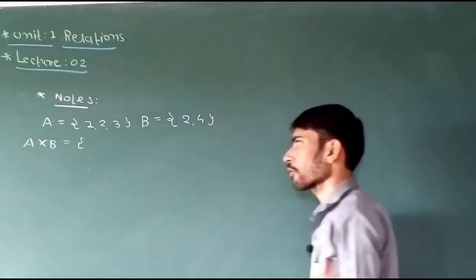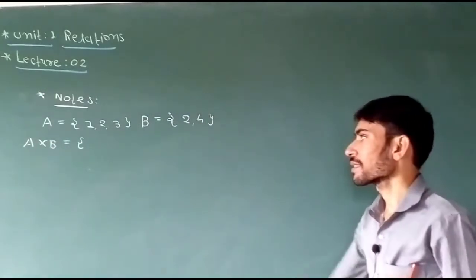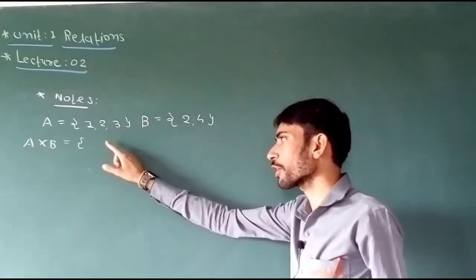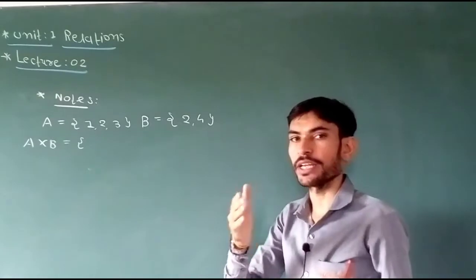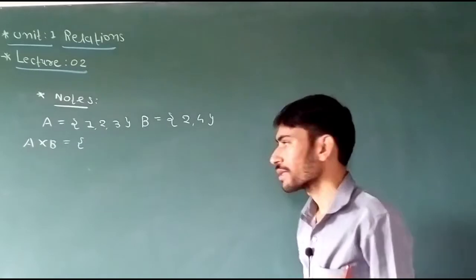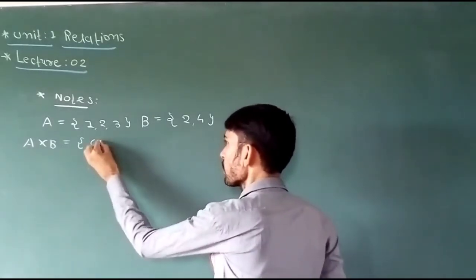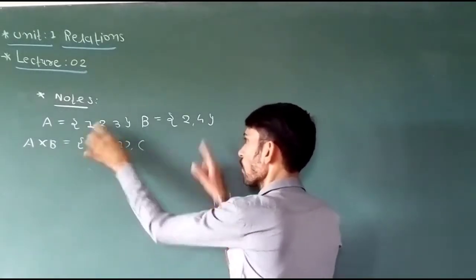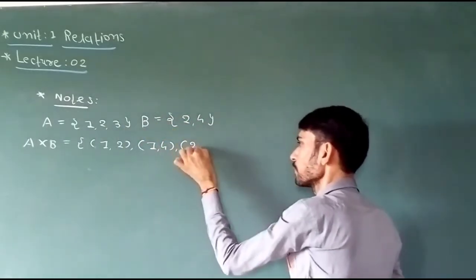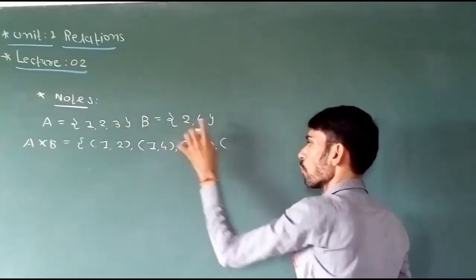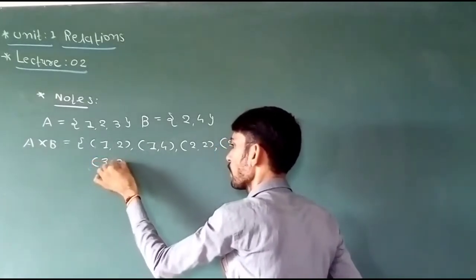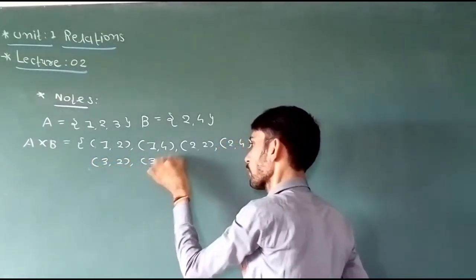The Cartesian product A cross B has a total of how many pairs? Set A has 3 elements and set B has 2 elements. So A cross B has a total of mn elements, that means 3 into 2, 6. So A cross B has a total of 6 pairs. Which pairs? (1,2), (1,4), (2,2), (2,4), (3,2), and (3,4).